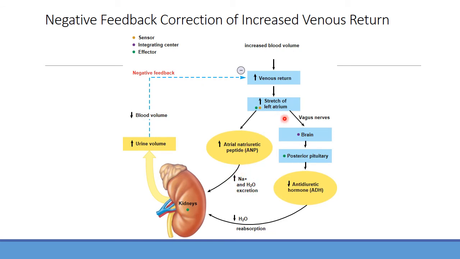You're also going to be affecting the vagus nerves here to where you can decrease antidiuretic hormone. That'll also lead to decreased water reabsorption. Get rid of that in the urine. As urine volume increases, blood volume is going to decrease, and thus you have that negative feedback loop being established.